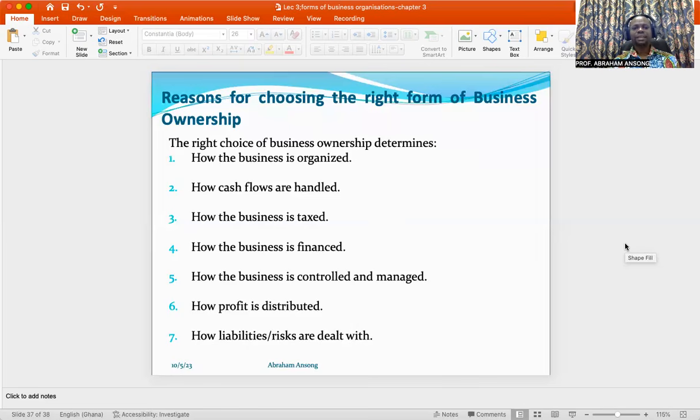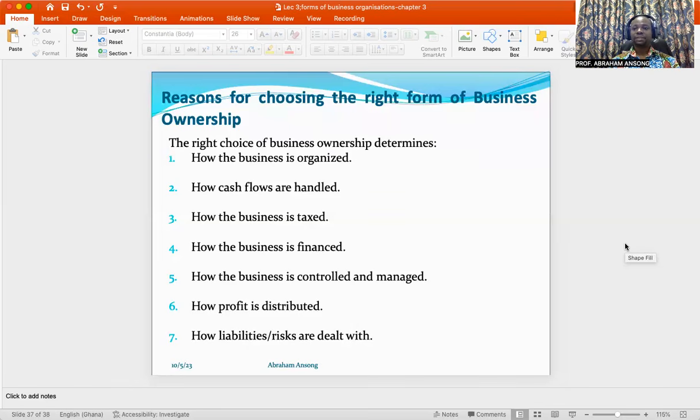Okay. Then the next point is we've explained that under how the company is organized. Okay. How the business is controlled and managed are different. So proprietorship and partnership, the owners are involved in the management. In fact, sometimes they manage and control the business, okay? Or most times they do that. That is not the case of company. Company, there's a distinction between management and ownership of the company.